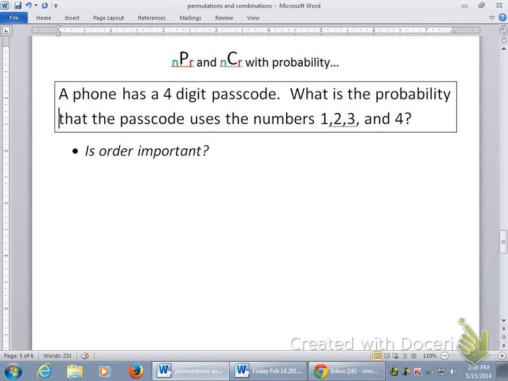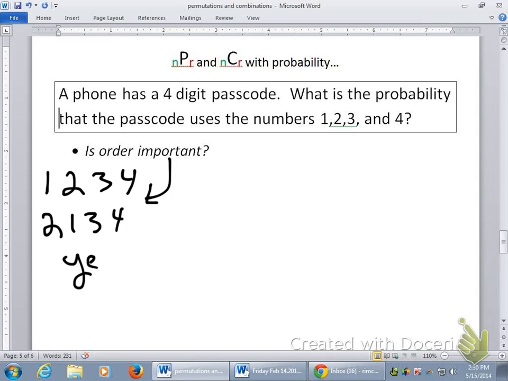All right, so I'm looking at this situation. In a passcode, is the order important? Is the combination 1, 2, 3, 4 different from the combination 2, 1, 3, 4? Yes. So is order important? Yes. If order is important, we know we have a permutation. So how many different ways can I mix up the numbers 1, 2, 3, and 4? 24. It is 24. Yes.